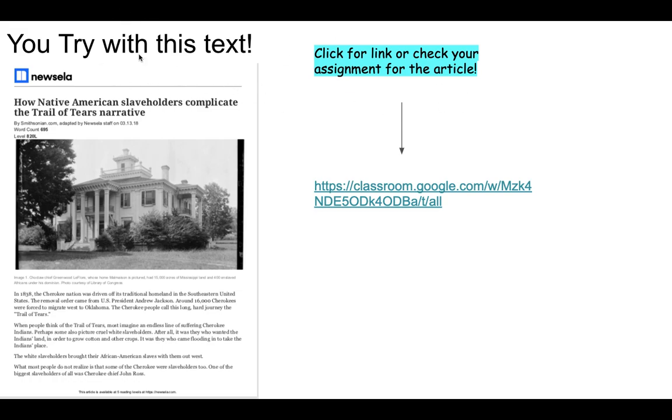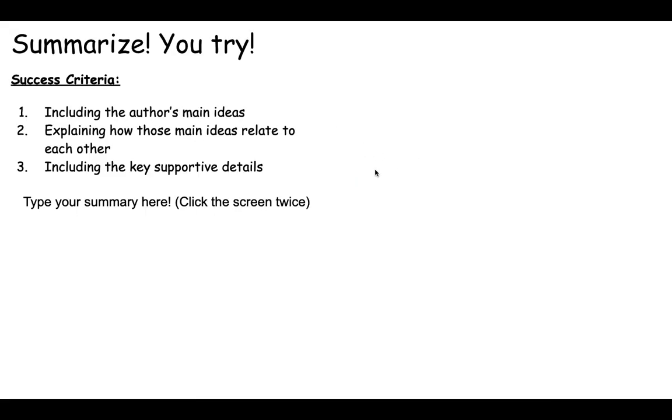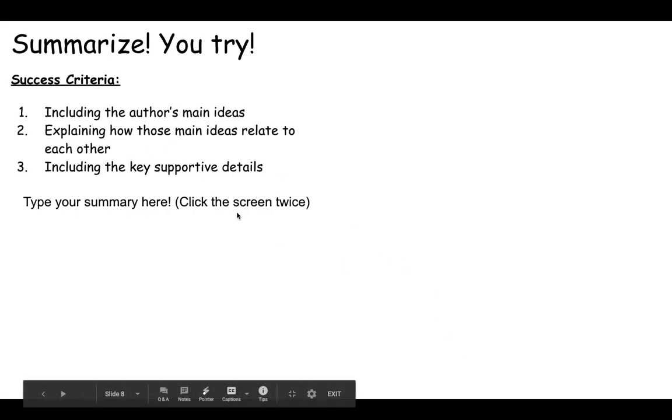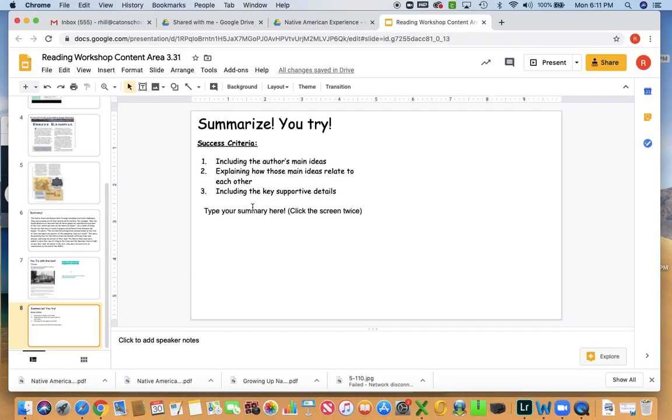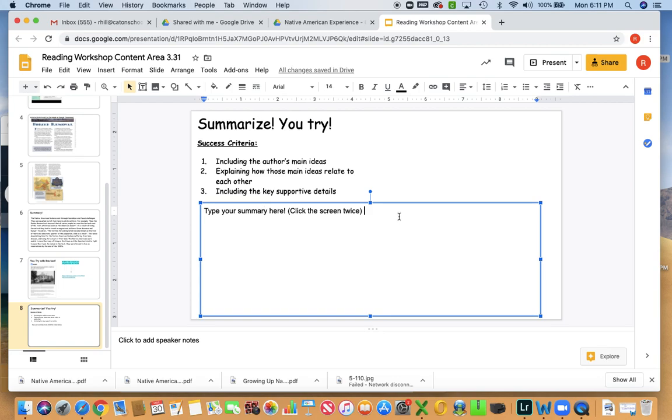Now I want you guys to try it the same way with this text. You try. So here, let's take you back to the success criteria, including the author's main ideas, explaining how those main ideas relate to each other, and including the key supportive details. So if you guys just click here, there you go, and then you could start your summary right over here.